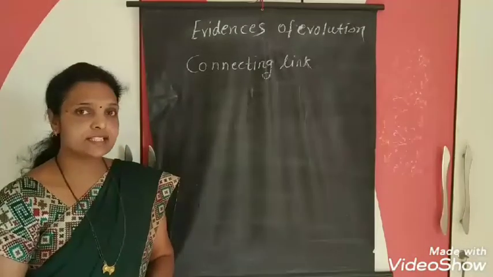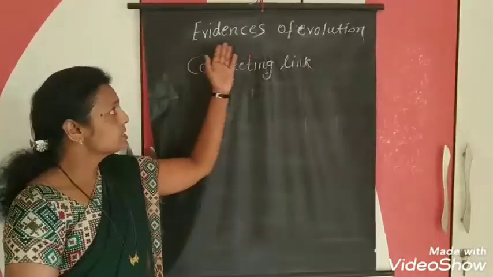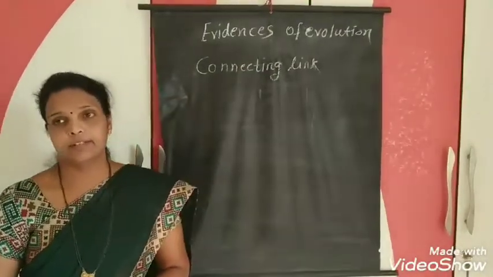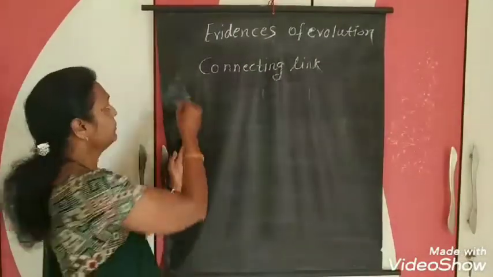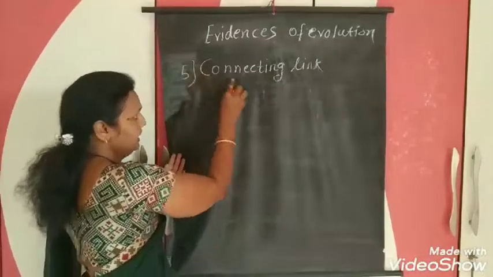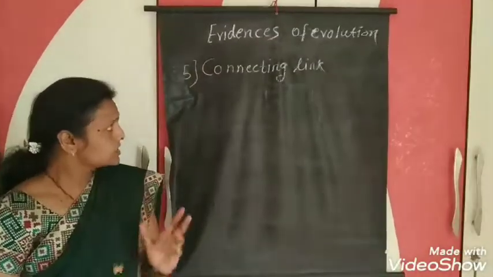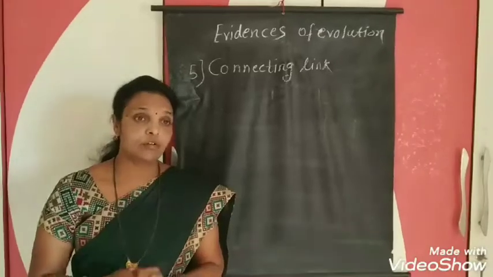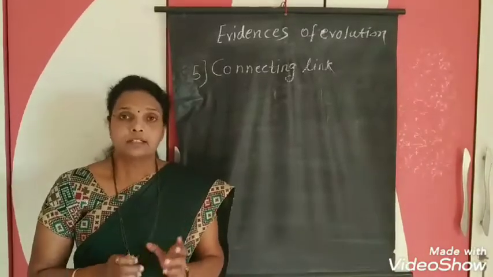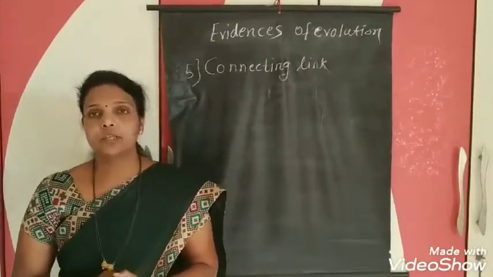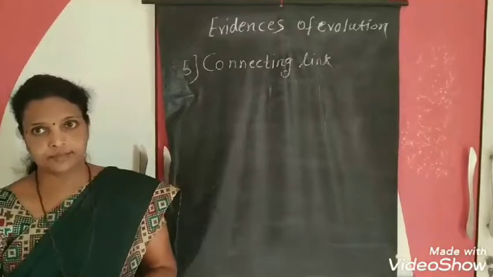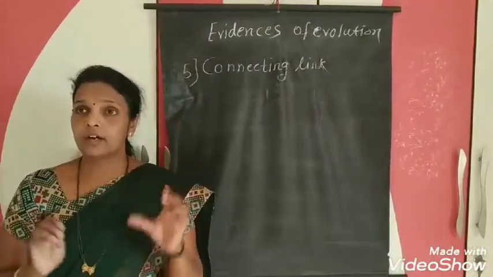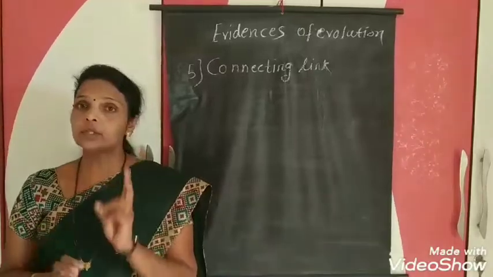Last time we started evidences of evolution. From that, 4 points we completed, and now today the 5th point, that is the connecting link. In case of the connecting link, when we observe some plants and animals morphologically, some plants or animals are showing morphological characters in two groups, not only one group. They are showing similarity with the two groups.